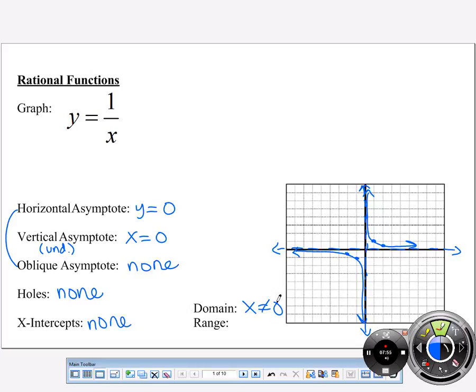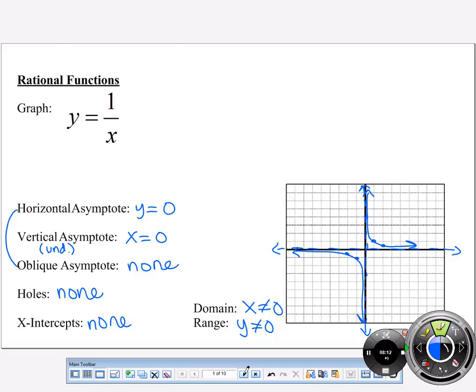So the same idea for the range as it is for the domain. You could write all real numbers except y equals 0, or you can just write y cannot equal 0, and I'll assume you mean it can't equal that, but it can equal everything else. Okay? Is this all right with everybody?